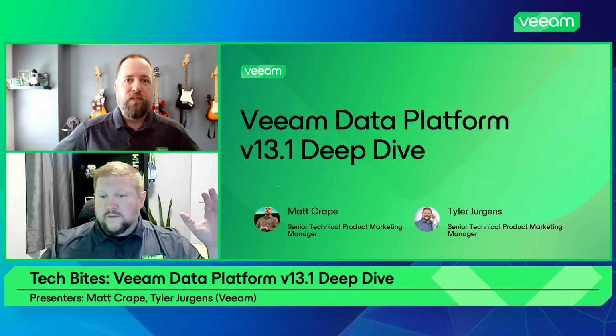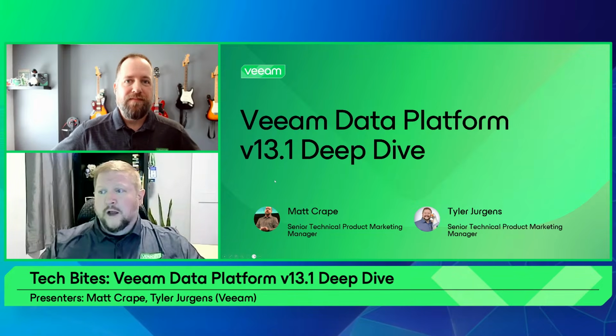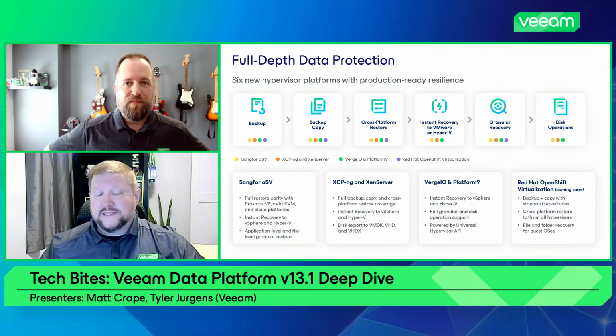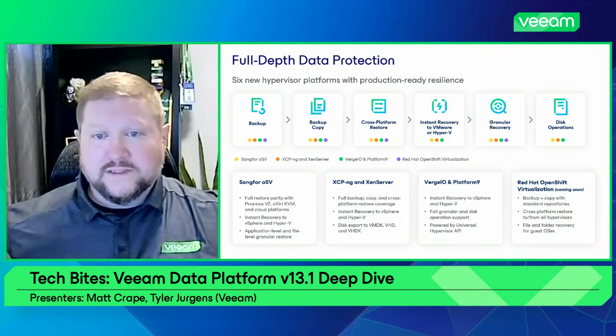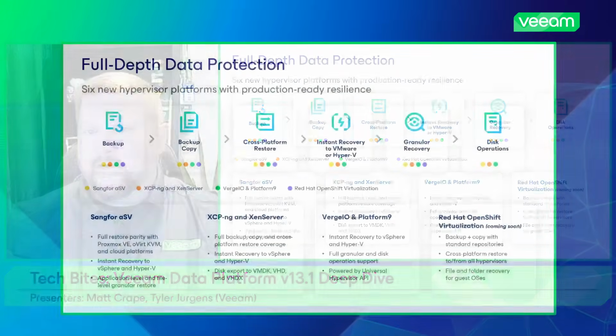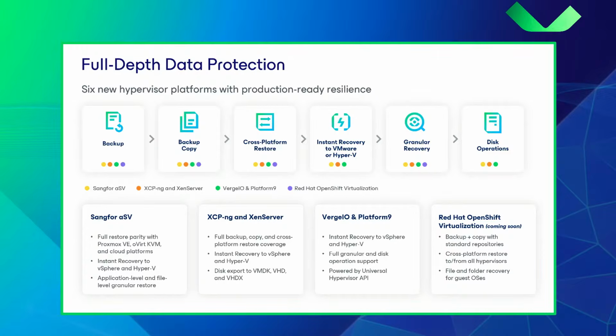Well, Matt, one of the big things we brought out is that expanded hypervisor coverage. So we brought in quite a few new hypervisors with 13.1. We've got Sangfor, we've got XCP-ng and Xen Server, we've got Verge.io, Platform9, as well as Red Hat OpenShift Virtualization. So when we're looking at the different hypervisors, we've got quite a bit of capability here that we packed right into the version 1 of these plugins that we add.